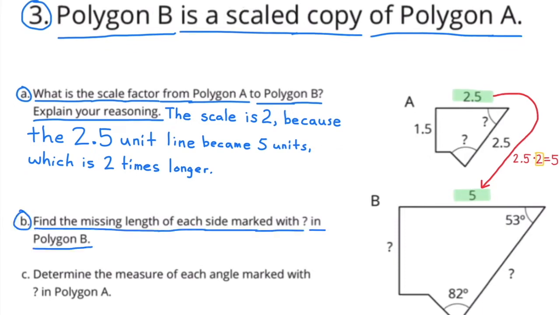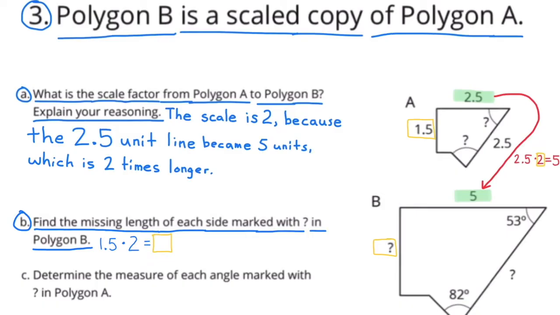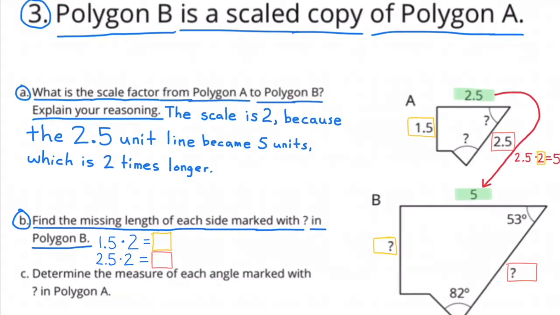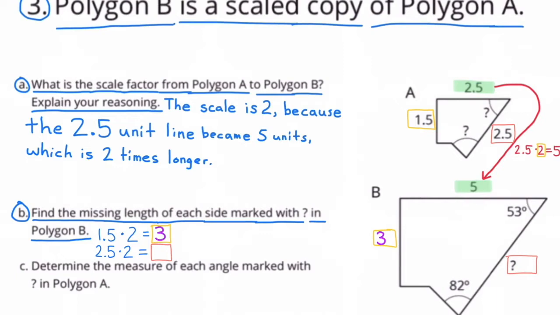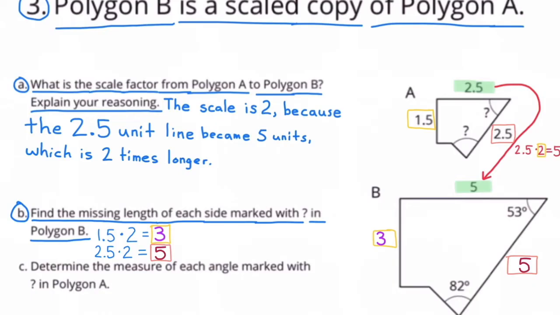B. Find the missing length of each side marked with a question mark in polygon B. I wrote an equation to represent the question mark on the left side of polygon B. 1 5/10 times 2 equals the unknown amount. And the equation 2 5/10 times 2 equals the unknown amount for the second question mark. 1 5/10 times 2 equals 3, and 2 5/10 times 2 equals 5. The question marks for the missing side lengths represent 3 and 5.